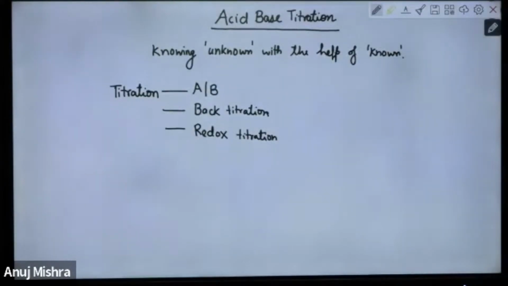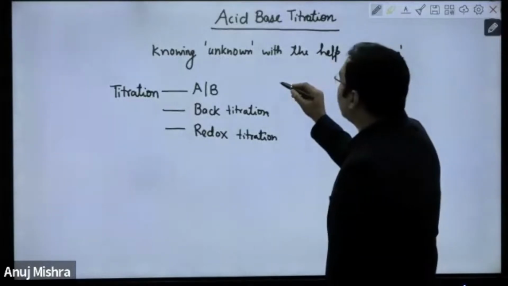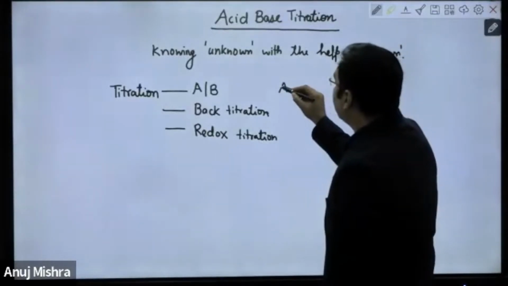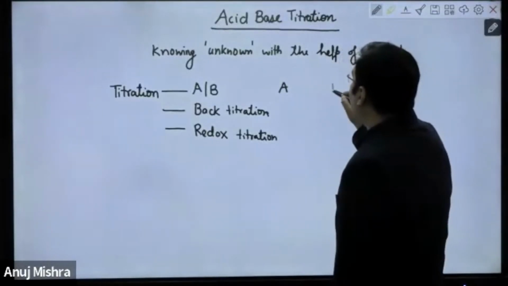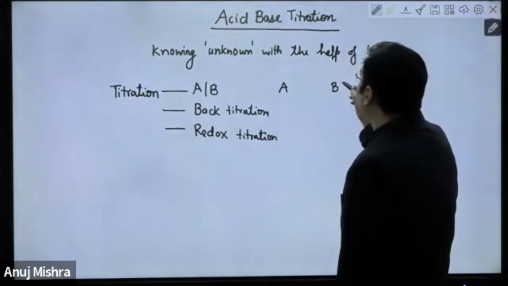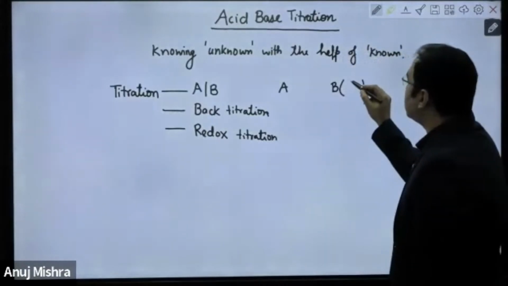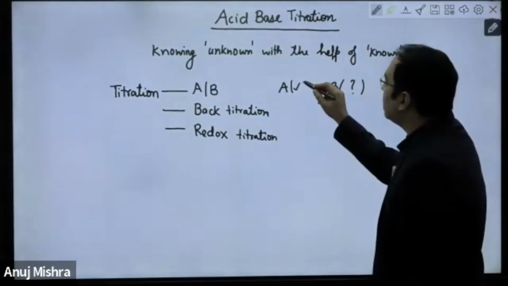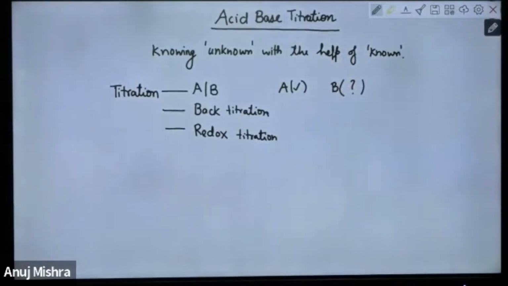When you talk about acid-base titration, let's say you're titrating some known acid and there is some unknown base, and you want to calculate the value of its concentration. This is known, this I want to calculate, or vice versa. Base is known, acid is unknown. That is called acid-base titration.